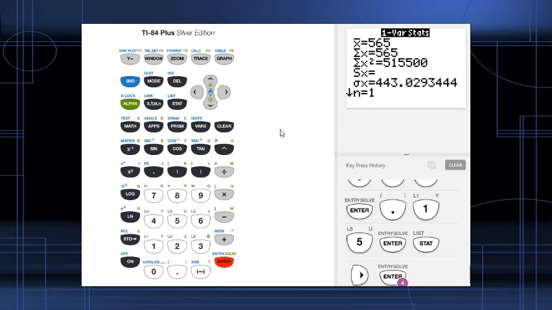We've got our mean, our expected value is 565, and our standard deviation is 443.0. Okay, so that gets all of our calculations done. And now we'll move over here. We're going to do a little bit of analysis and determine which fund we want to choose.